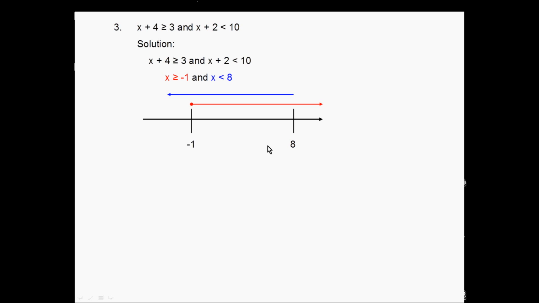They overlap between minus 1 and 8. It includes minus 1, but it doesn't include 8, because remember, the blue part never did include 8, strictly less than. So they overlap between minus 1 and 8, including minus 1. So it's the right half open interval from minus 1 to 8. Again, the word "and" wants to know where do they overlap.